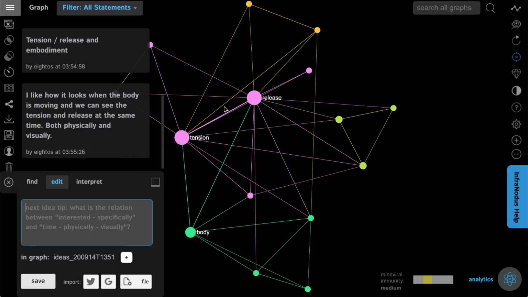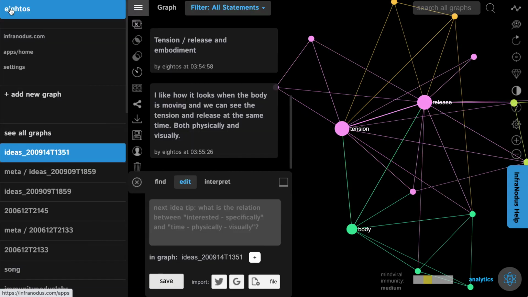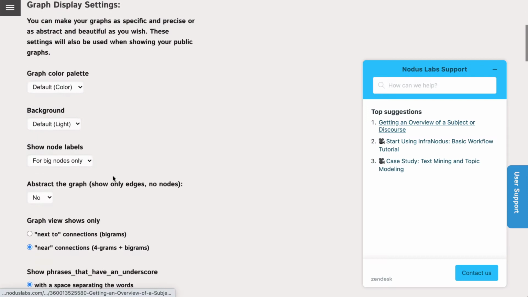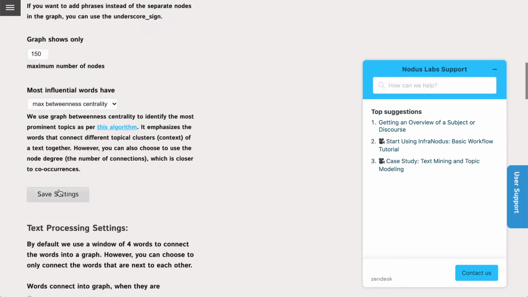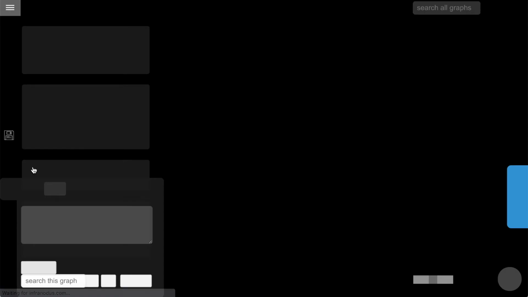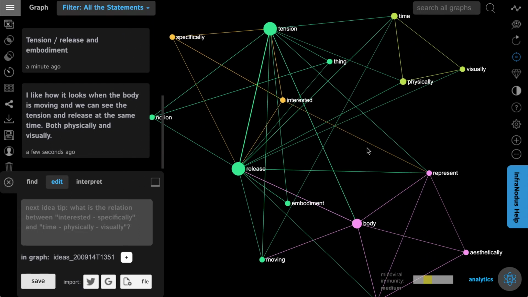And also it's nice now, it just shows the labels for the biggest and most influential nodes, but we can also show the labels for each node, which is nice to do at the beginning. So we can change this default setting. Just go to settings, then scroll here, show node labels for all nodes. Then click save. And when we go back to the graph, which we're creating here, you will see that we have the labels for all the nodes.